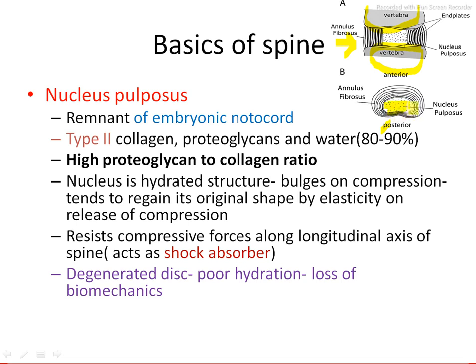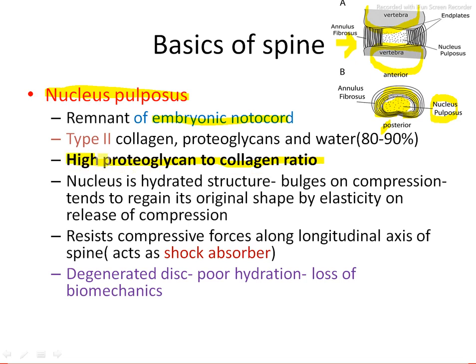The center core, which is a jelly-like substance, is known as the nucleus pulposus, and the fibrous band surrounding the nucleus pulposus is known as the annulus fibrosus. So let's see what the nucleus pulposus is. The nucleus pulposus is nothing but a remnant of the embryonic notochord. Here, the important thing to remember is that the nucleus pulposus consists of a high amount of proteoglycan.